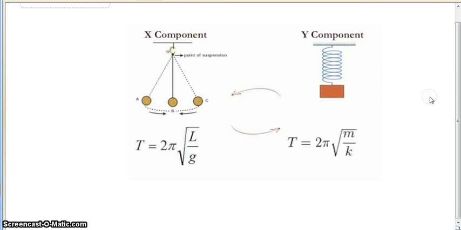The periods are different because the equation for the oscillation in the y direction uses the mass and the stiffness of the spring, while the equation for the oscillation in the x direction uses the length of the spring and gravity.